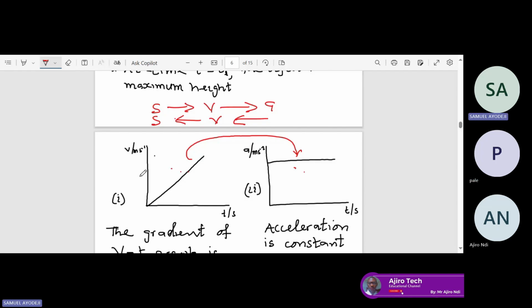At the same time, velocity is increasing linearly. How can I draw it under the displacement time graph? Velocity is increasing linearly, that is, the slope is increasing. So it's going to be an increasing slope. It will be this. So for the displacement time graph, it will be this.